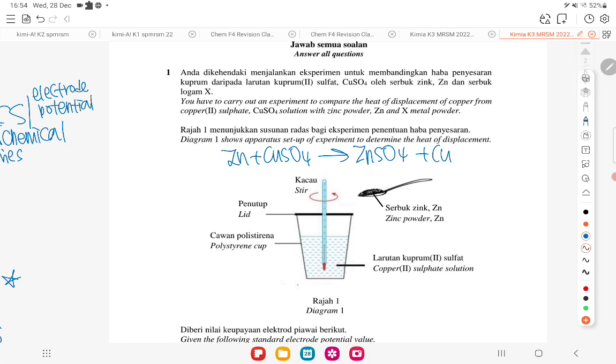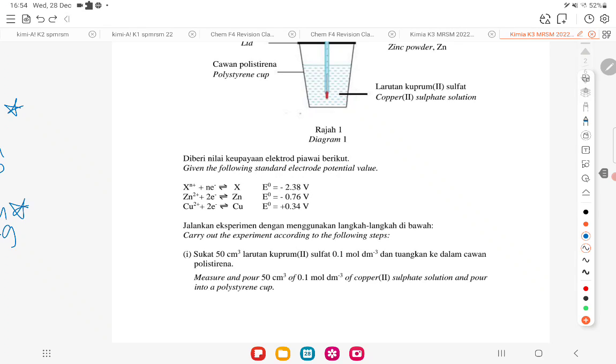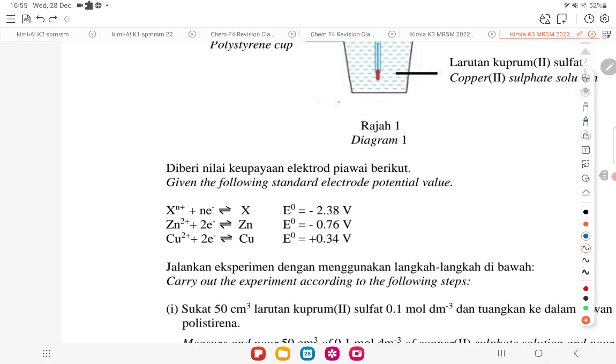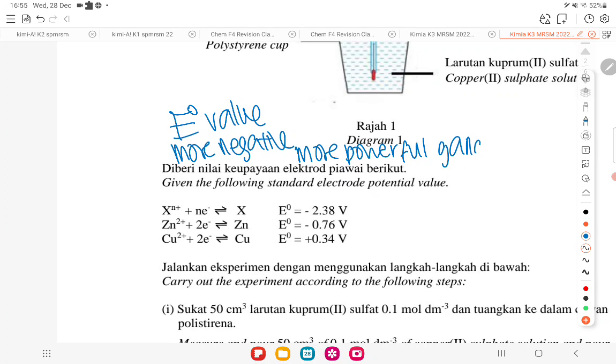If you don't want to use the ECS, there is another way to determine displacement, which is looking at the standard electrode potential. Sometimes they might give you the standard electrode potential, which is what we call E0, E naught. The idea is very simple. The more negative the E naught value, the more powerful the gangster.